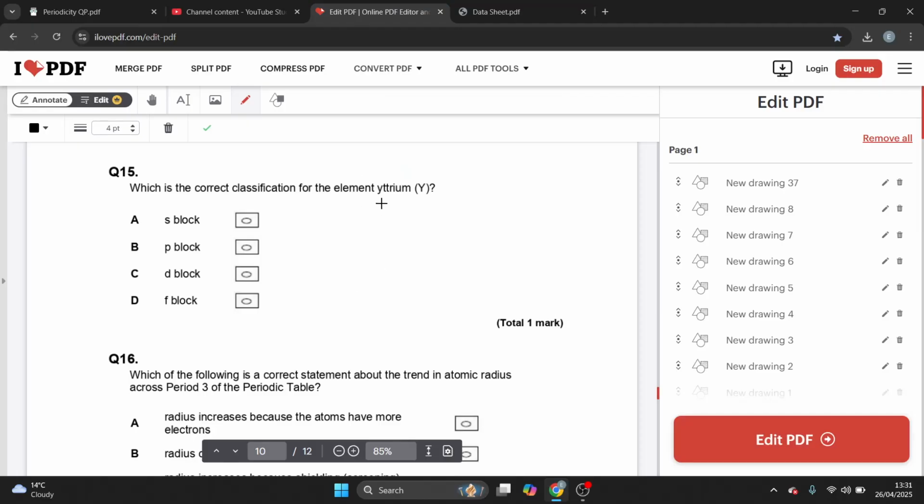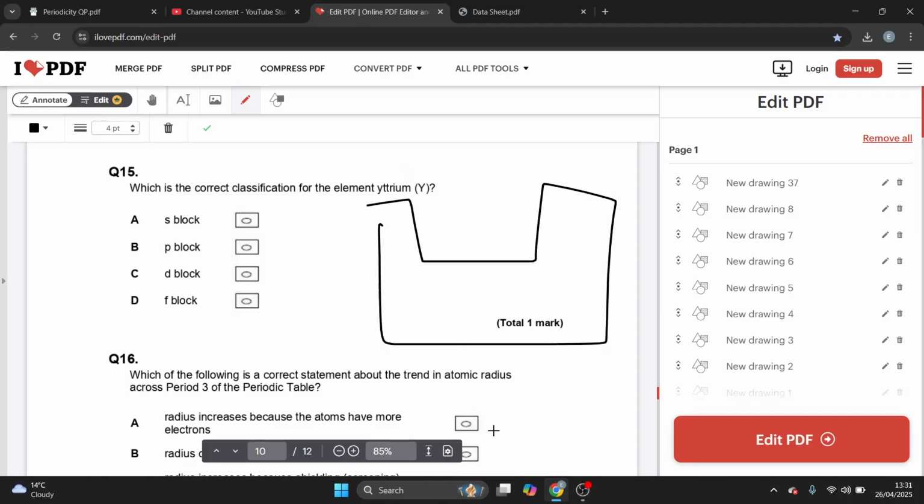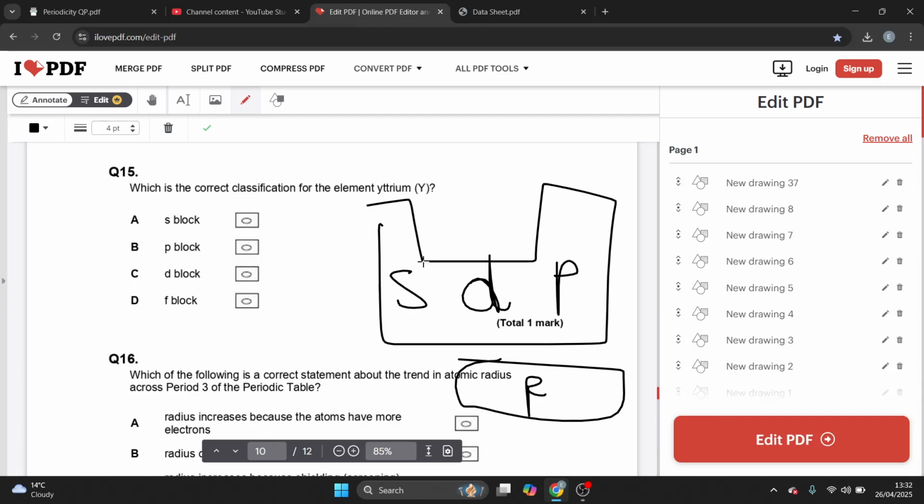And remember, if you just do a quick sketch of the periodic table, that's your S block, that's your D block, that's your P block, that's your F block. Yttrium is somewhere here. It's in the D block. You need to be able to be confident with identifying which is S, which is D, which is P, and which is F.